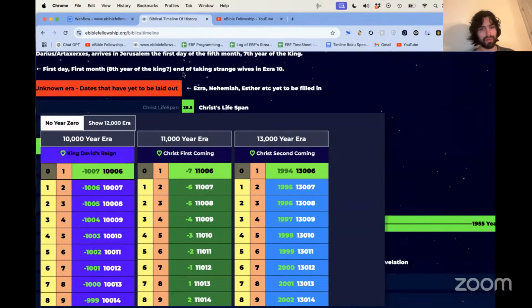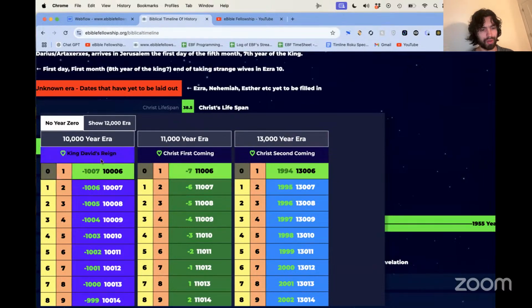And so here we see a really important lineup. Maybe some people don't know this, but this lineup compares the reign of David. There's a certain pattern that existed here with the first coming of Christ and the second coming of Christ. And we're going to see that here.